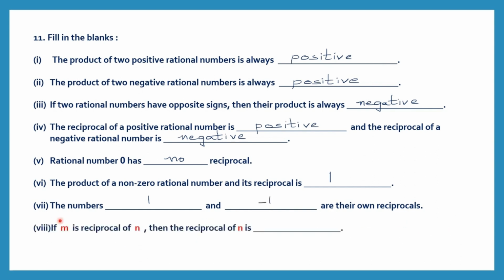The last one. If m is the reciprocal of n, then the reciprocal of n will be m, isn't it? M is a reciprocal of n. That means the reciprocal of n will be m.